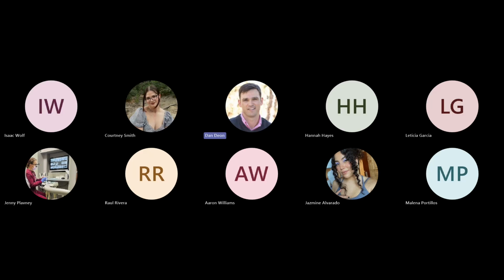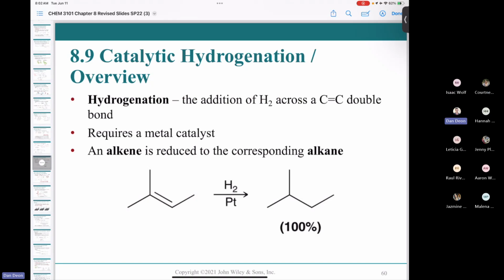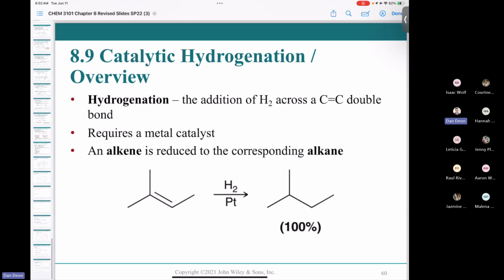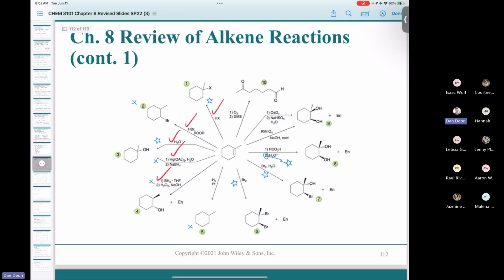Okay, Chemistry 3101. Where we left off was right here. We finished section 8.8. We were just getting ready to start section 8.9, which deals with catalytic hydrogenation. But before we get into this in detail, I want to show you, if you go all the way to the end of the chapter, the review of all the reactions that we've covered.